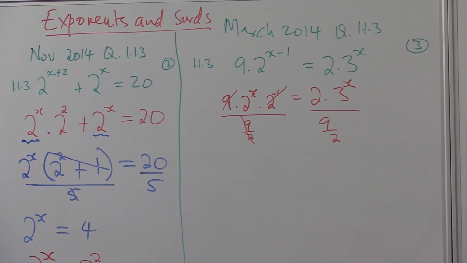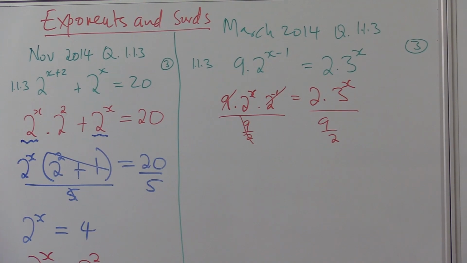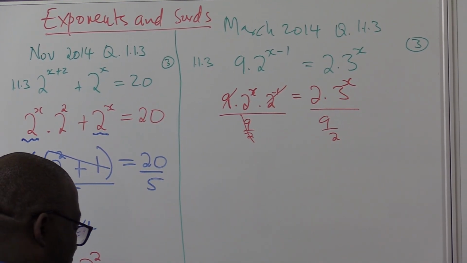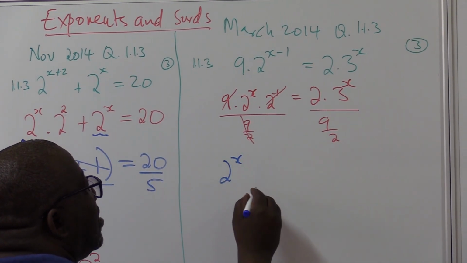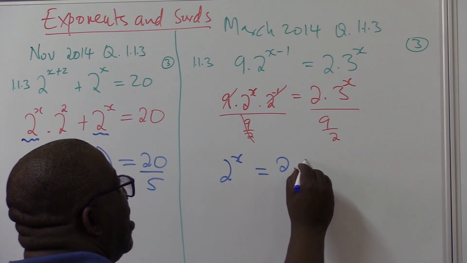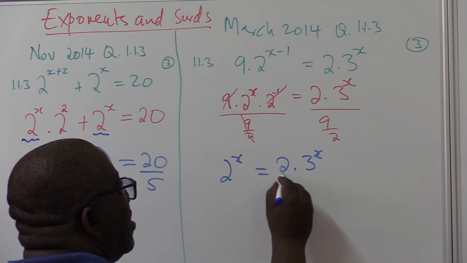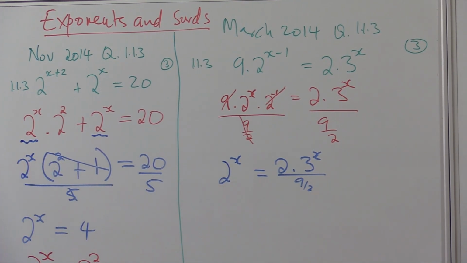Now we still have the same problem. I do have 2 to the power x here, and I also have it on the other side. Let's write what we have. We now have 2 to the power x is equal to 2 times 3 to the power x all over 9 over 2. That's what we have.